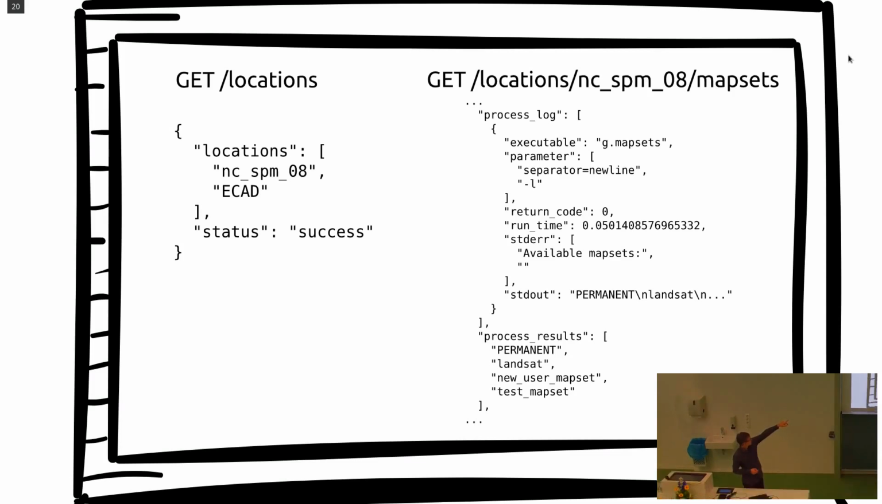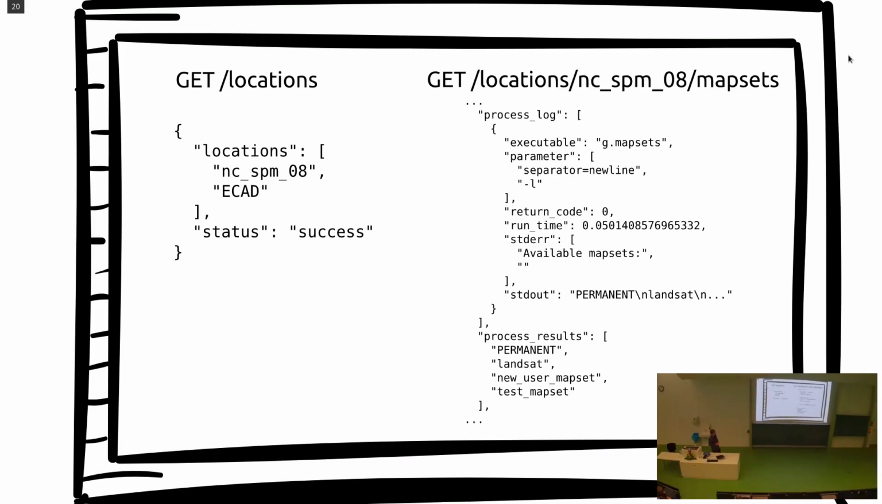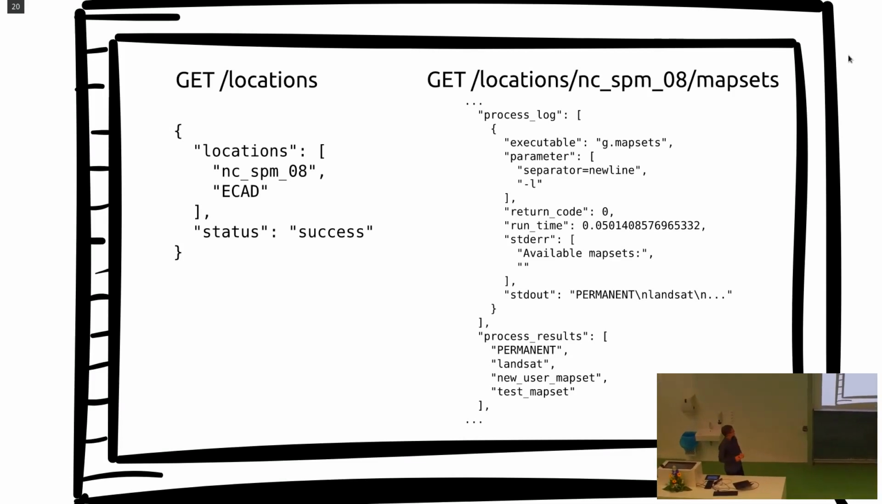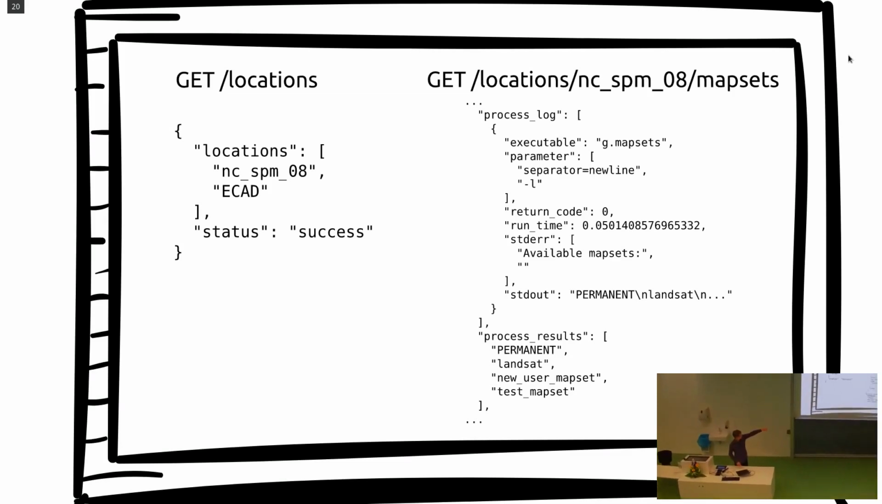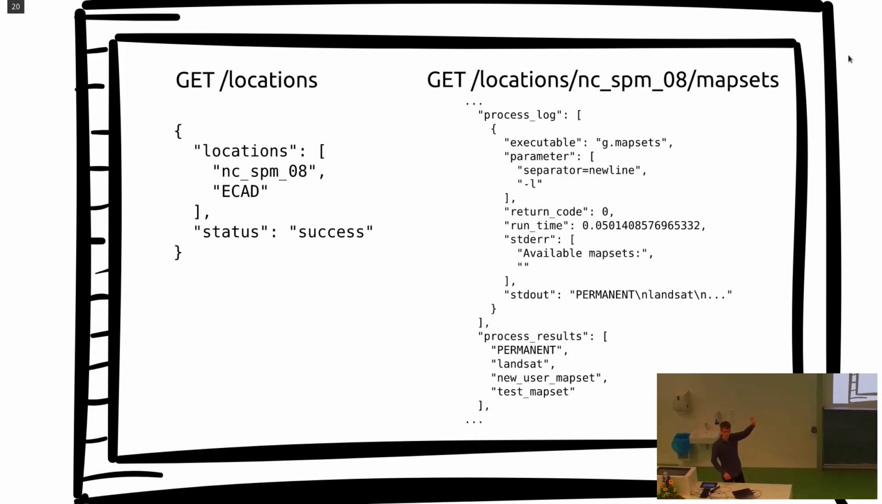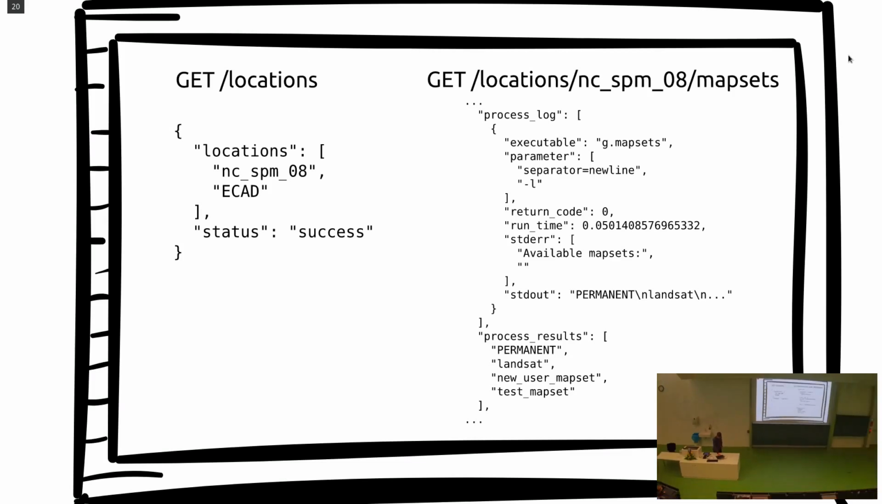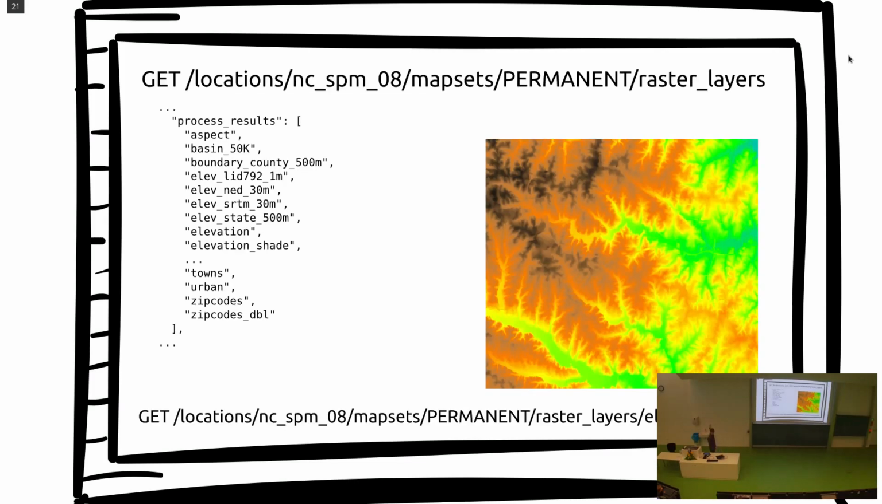There you see another example. You want to know something about a detailed map set, which is like a subdirectory in which data are stored. Then you can retrieve that information and you can see available map sets: standard, permanent, Landsat, and something else. This is machine readable, that's the idea of JSON, but it's also human readable at the same time, at least more human readable than other formats.